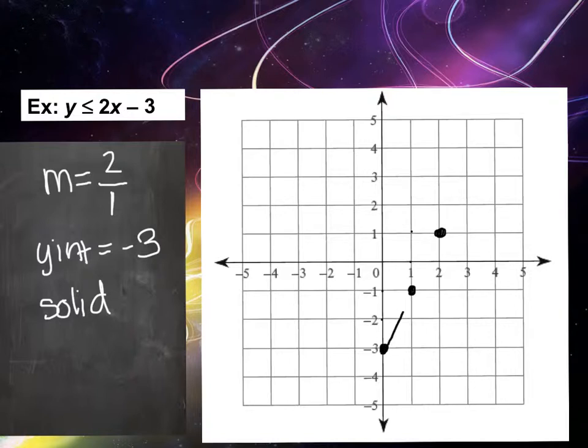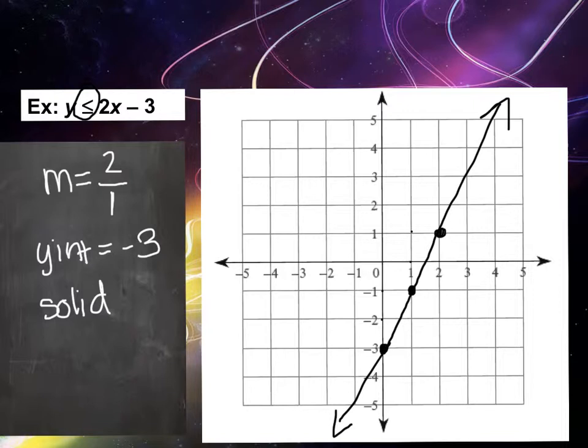And I'm going to use a solid line to connect the point. Now that's what we learned in chapter 5. That's regular graphing a line. But because we have an inequality symbol here, we're now going to have to shade a side. So in order to do that, I need to test a point.